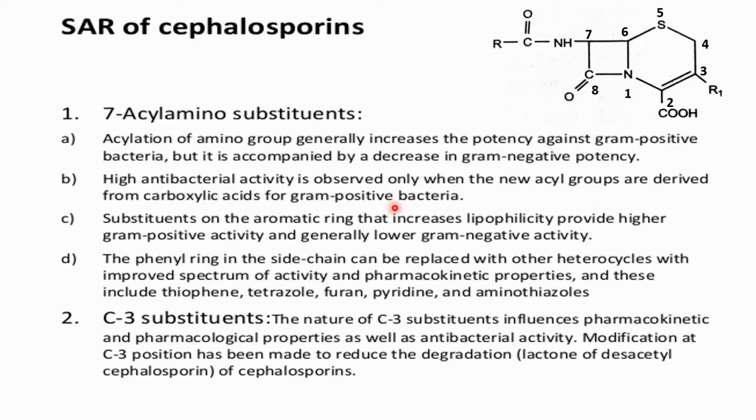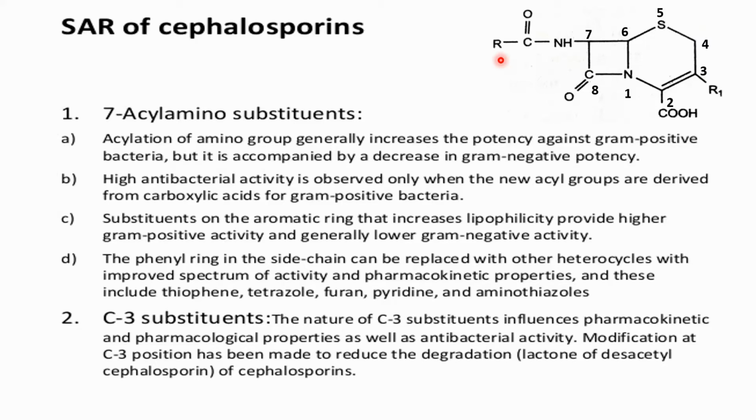If the acyl group derived from carboxylic acid derivatives is at this position R, it will improve the activity against gram-positive bacteria. Next, a substituent on the aromatic ring that increases the lipophilicity will provide higher gram-positive activity and generally lowers the gram-negative activity. So if any aromatic ring is substituted at this place, the activity will increase against the gram-positive bacteria.